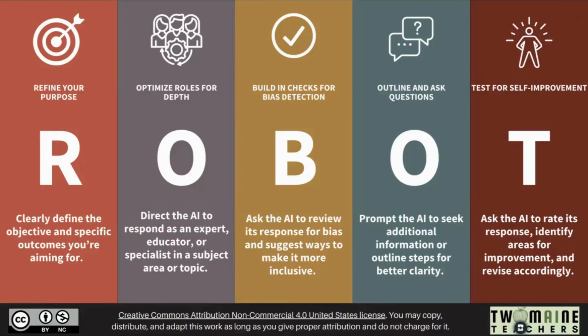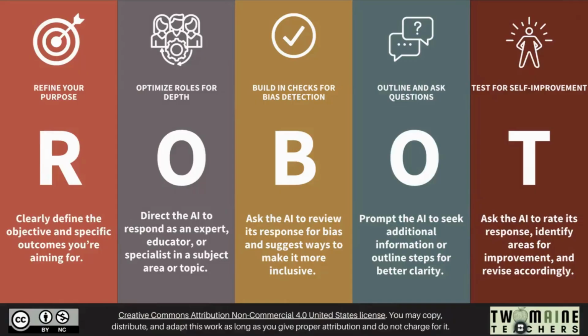B stands for build-in checks for bias detection. So this is a place where we can meet that bias head on by using prompts and going back and forth with the machine and saying, how do I make this more inclusive? What perspectives are missing? I can do that right in my prompts. O stands for outline and ask questions. So this is where I might put something in there that says, hey, if you ask me any other questions, to get the best possible output.